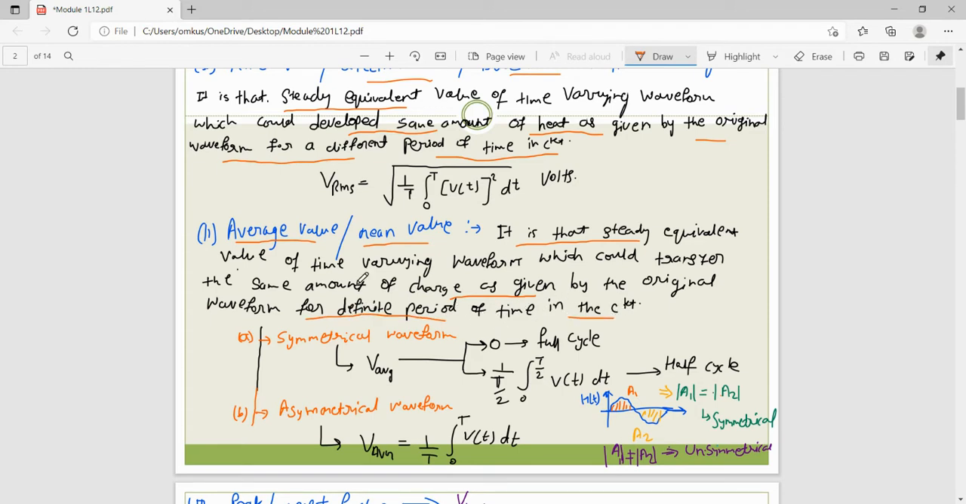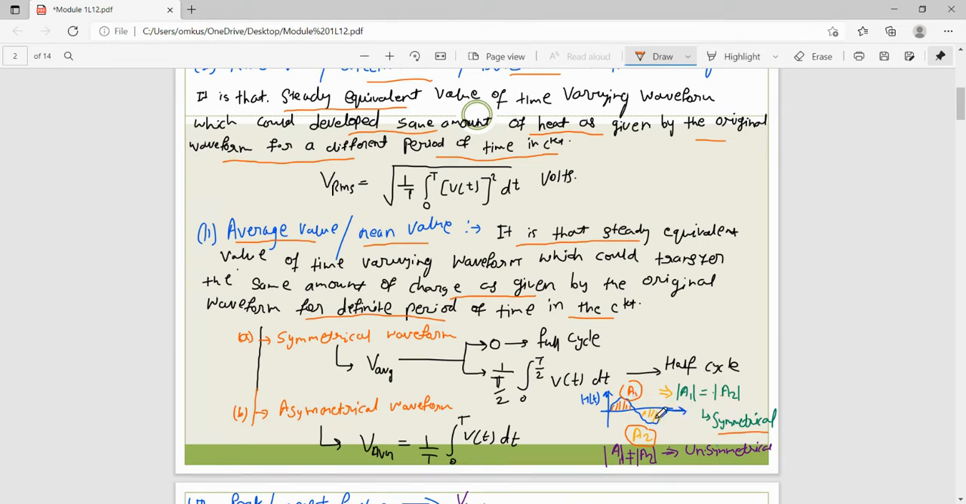When I see the average value, for a symmetrical waveform the average is equal to 0. If the area on this side and this side are equal, then you can say this is symmetrical. Once it is symmetrical, the areas are equal, so the average of the two is 0, because both areas are equal and opposite. This is positive, this is negative, so the net is 0.